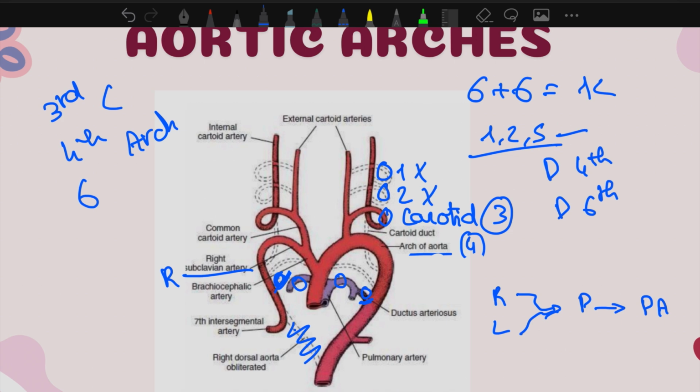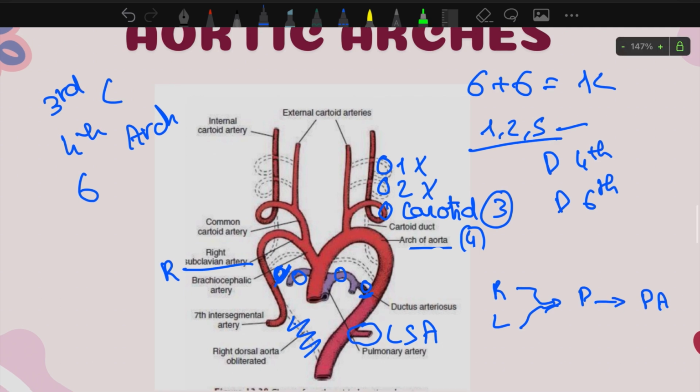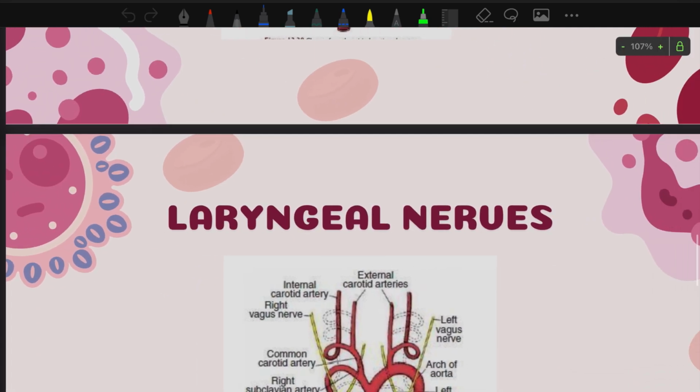Okay, and also if you're asking where the left subclavian artery comes from, you have to know that the left subclavian artery is derived entirely from the left seventh intersegmental artery. That's the left seventh intersegmental artery, and from here comes the left subclavian artery. So that's it for the arteries.